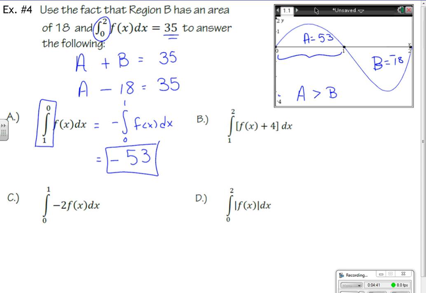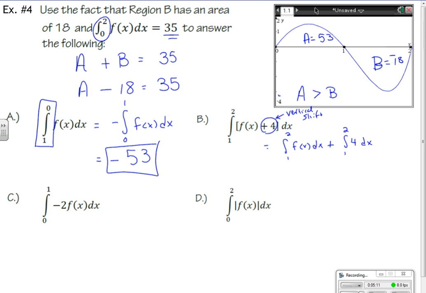Part B, we are looking at the region from 1 to 2. And then we're going to add 4 to it. Oh, that means this is a vertical shift, right? It's shifting everything up by 4 units. Vertical shift. Going up by 4. So 1 to 2 of f of x dx plus the integral 1 to 2 of 4 dx. Break them into two separate integrals.